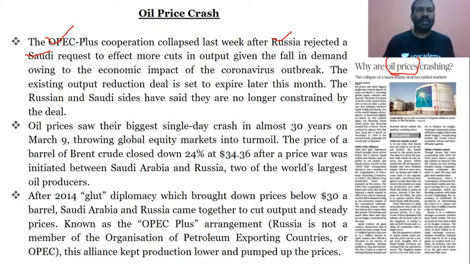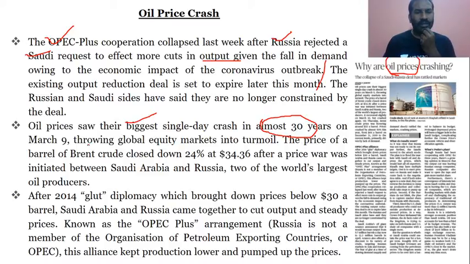So these OPEC plus countries have actually requested both Russia and Saudi Arabia to go ahead with the cut in the output. But both the countries were not ready to budge with the OPEC plus organization, and they said that they wouldn't go ahead with cutting the production, but they would go ahead with further supply of production. And when this was said by both Russia and Saudi Arabia, immediately there was the biggest single day crash since 1991. That is almost 30 years.